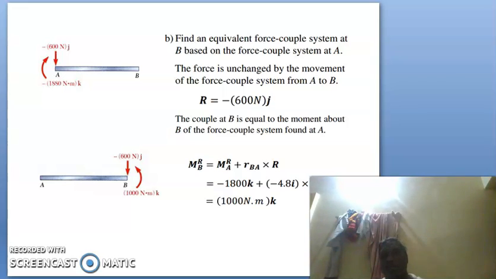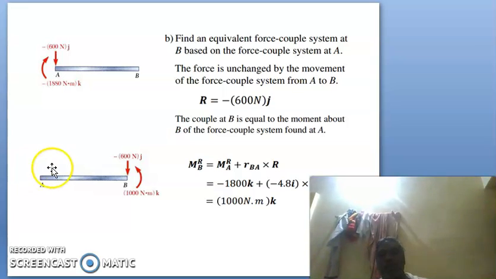So here, after finding it at A, we move it to B. The force value doesn't change, but there is a moment included based on the distance between A and B. From that we obtain the moment about B as 1000. So the answer is minus 600 J along with 1000 newton meters K at B. This is the second part of the problem.